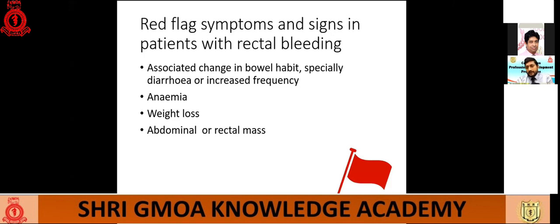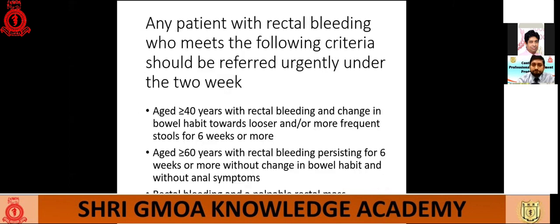So in the history, what are the red flag signs? When a patient comes with PR bleeding, if they have these four or five signs and symptoms, you have to be a bit cautious, because this may be a presentation of a more sinister pathology like cancer. If a patient comes with PR bleeding with alteration of bowel habits, especially diarrhea and increased frequency, and PR bleeding associated with significant anemia, weight loss, or abdominal or rectal masses, it should be taken seriously. These are called red flag signs.